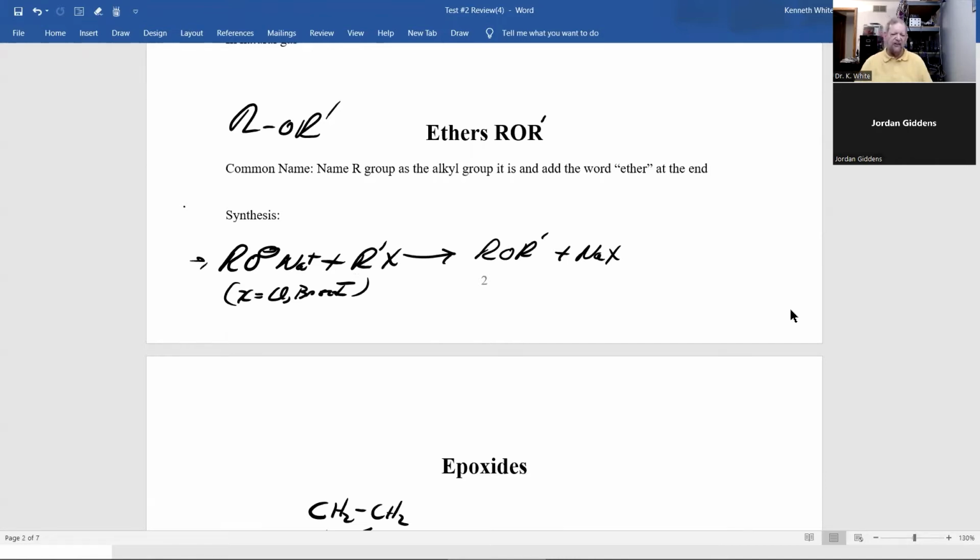The Williamson ether synthesis. An alkoxide reacts with an alkyl halide. The X here is chlorine, bromine, or iodine. You form an ether plus a salt. The bond from the oxygen goes to the carbon with the halogen. So let's try one.